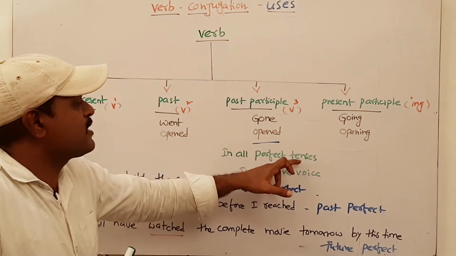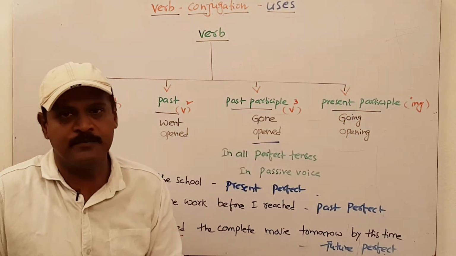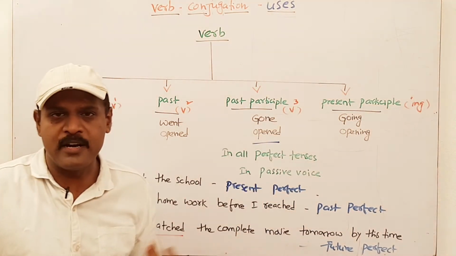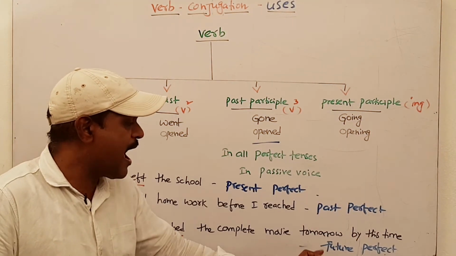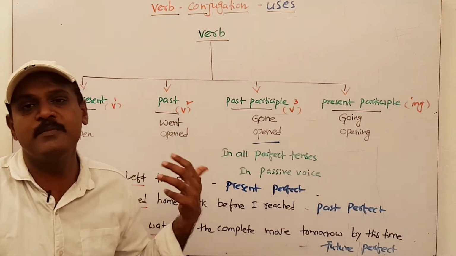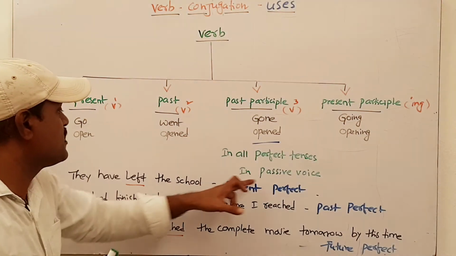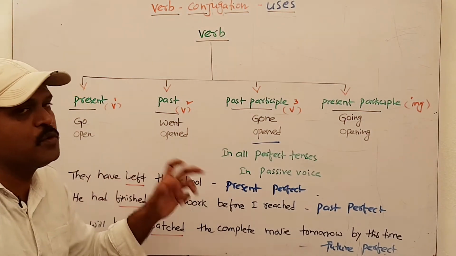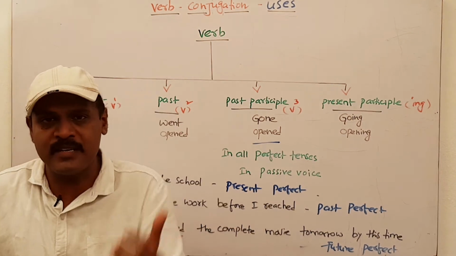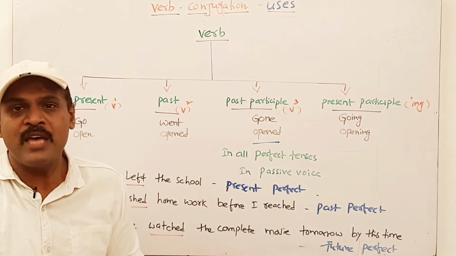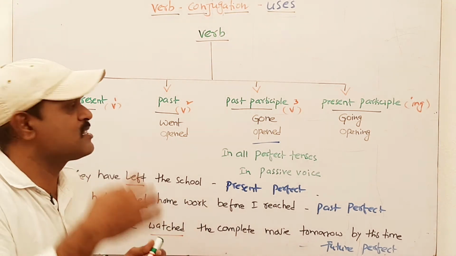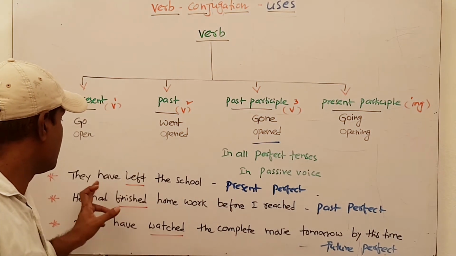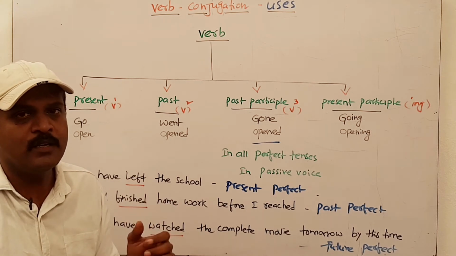In all perfect tenses, it can be used. It means past participle can be used in present perfect, past perfect and future perfect tenses. First one is present perfect: They have left the school. In present perfect tense, we must use has or have depending on the subject. After that, we must keep V3 like this. They have left just now.